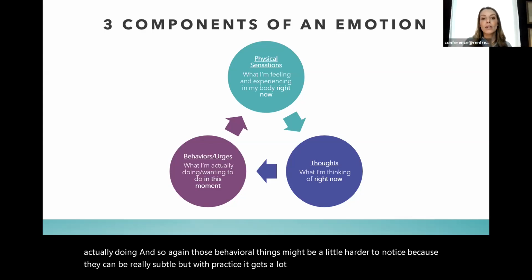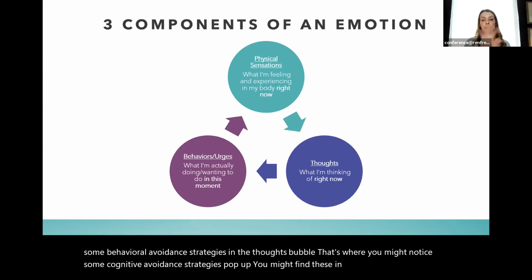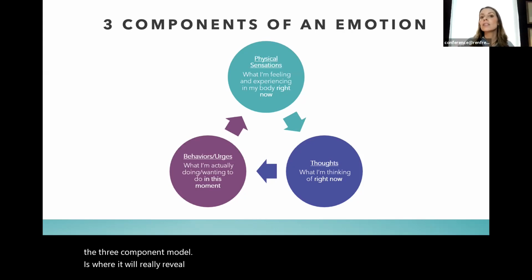So here's where you might notice some behavioral avoidance strategies. In the thoughts bubble, that's where you might notice some cognitive avoidance strategies pop up. You might find these in both bubbles. So here in the 3 component model is where it will really reveal to you the different avoidance strategies that you might be using.